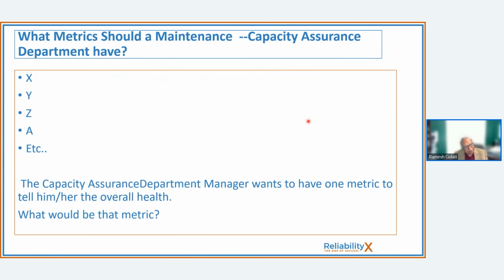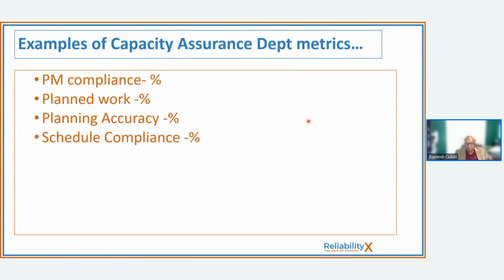Let's answer the first part: what could the four metrics be? It could be PM compliance. That's a good one. Percent planned work. What's the planning accuracy? Or schedule compliance. These are the most commonly used metrics in a capacity assurance department. Now, if I want to know only one metric which tells me the health of my capacity assurance department, what should I do?